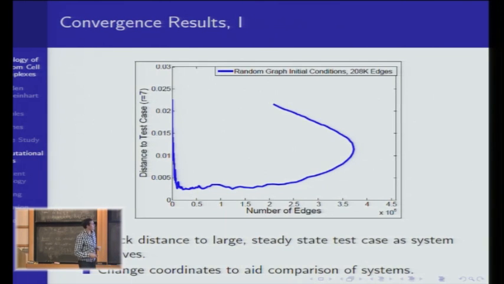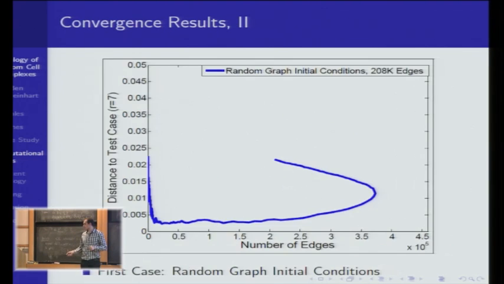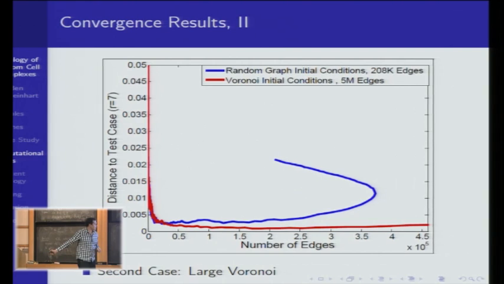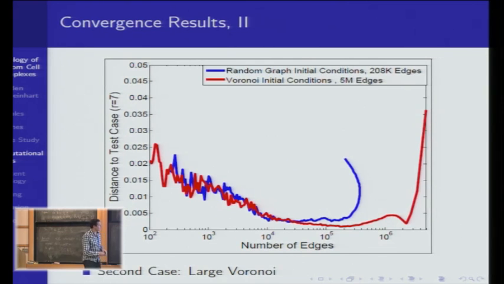So now we can compare this evolution with that of different initial conditions. Okay, I'll just put it on a bigger graph so we can have this one here. So we have a large Voronoi, and we have number of edges versus distance to the test case. So okay, this doesn't provide much information. So let's put that on a log-log plot just a second.